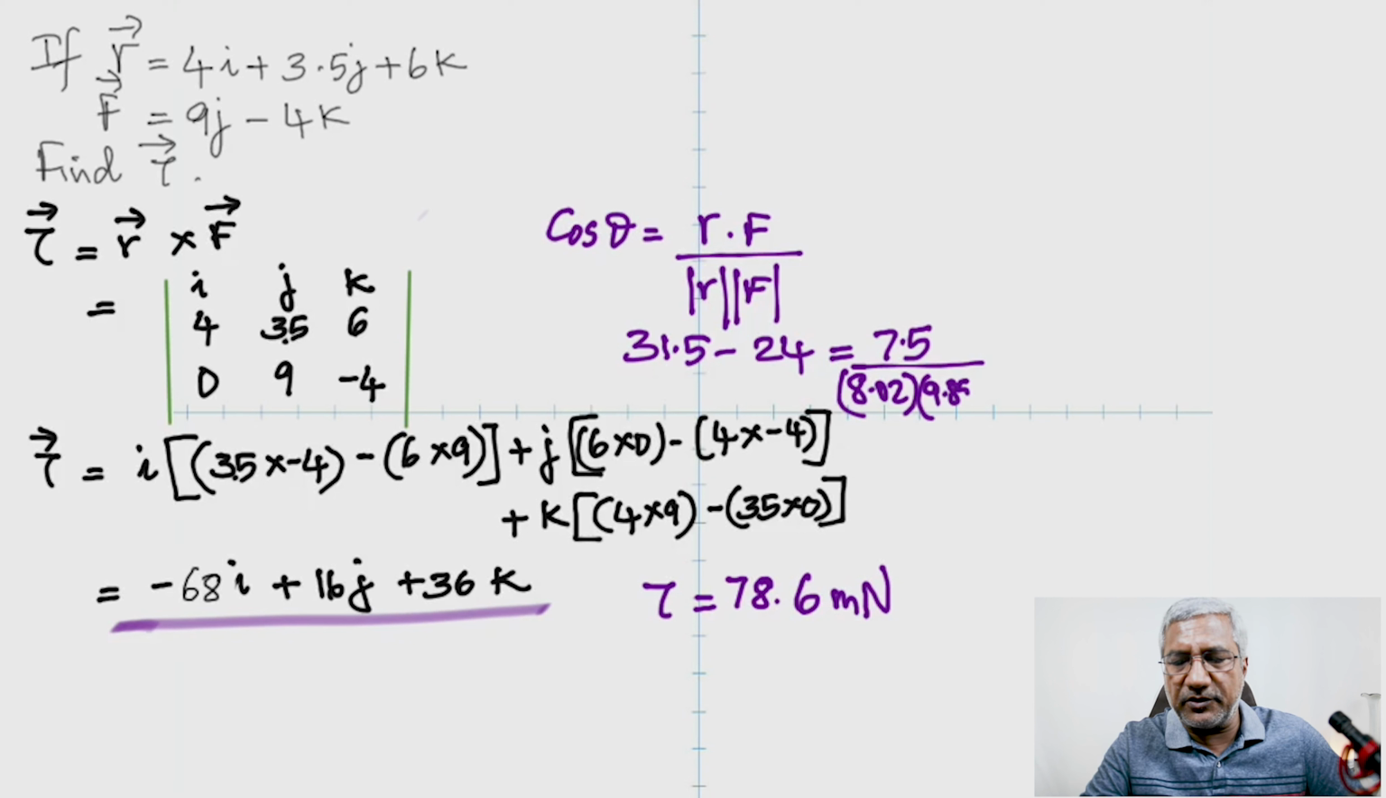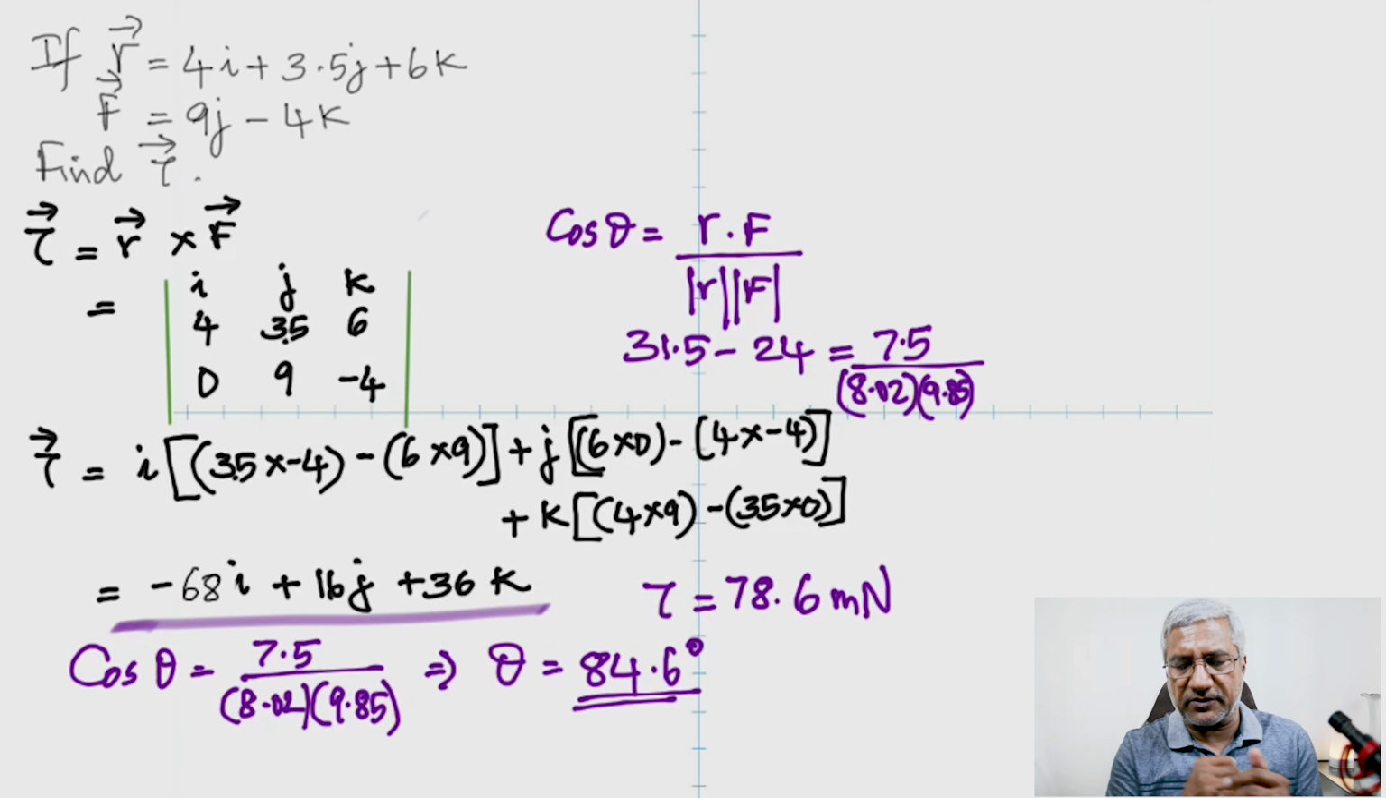Again, how do you find the magnitudes of these two? I've not done it, but you know, 4 squared plus 3.5 squared plus 6 squared. Add all of them, take the square root. That gives you 8.02. And similarly, 9 squared plus 4 squared, square root of that gives you 9.85. So that's how you take the magnitudes. And you get theta when you take the inverse of whatever you get here as 84.6 degrees. That means the angle between these two vectors is 84.6 degrees. Let's move to the next one.